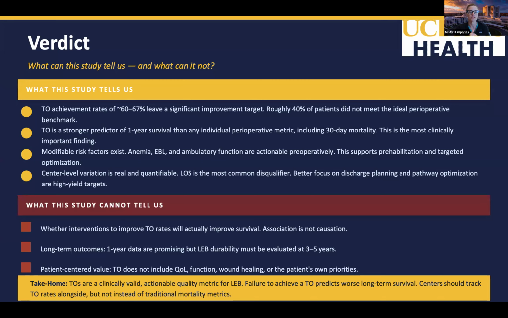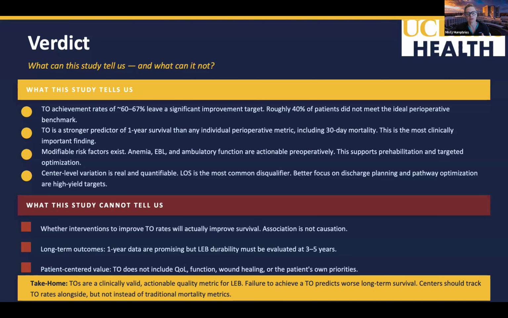There are modifiable risk factors: anemia, estimated blood loss in the OR, ambulatory function. All of these things are things that we can look at and help make decisions about patient selection, implementation of prehab or targeted optimization clinics. But the study can't necessarily tell us whether interventions to improve textbook outcome rates will actually improve survival. There's really an association here. It's hard to know what the causation is.